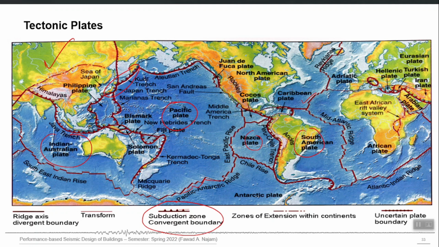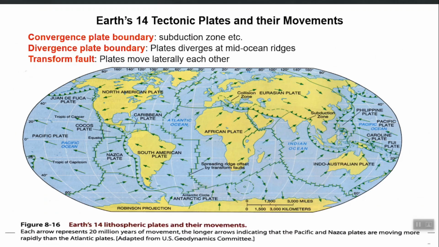So there are several major plates and then smaller plates also. You will find a detailed list of these plates in different references. If we plot the direction with different arrows of their movement, the length of the arrow represents the rate of their movement. So the longer the arrow, the faster it is moving.